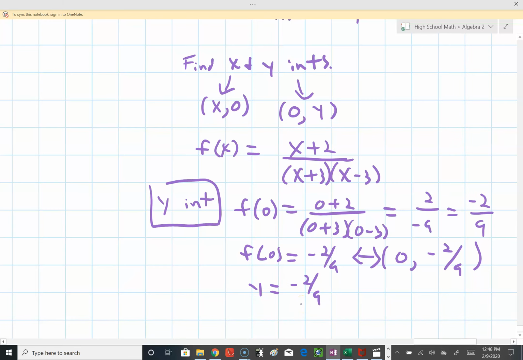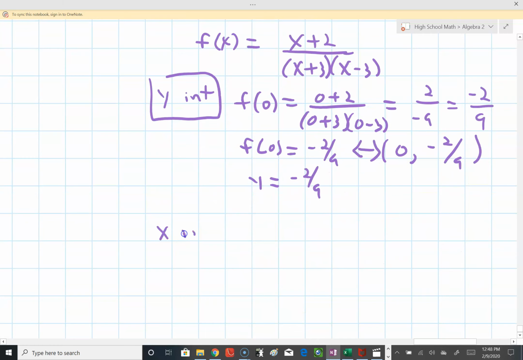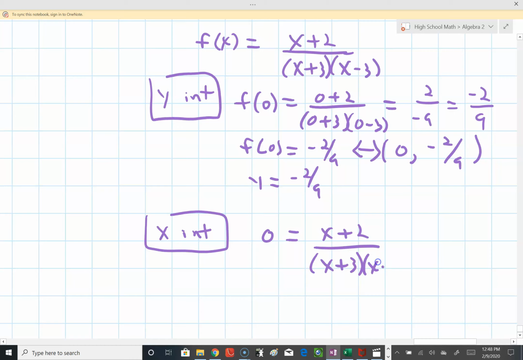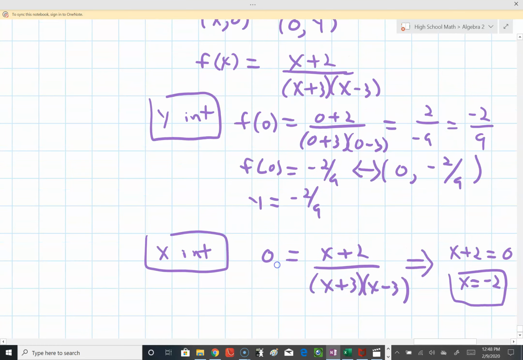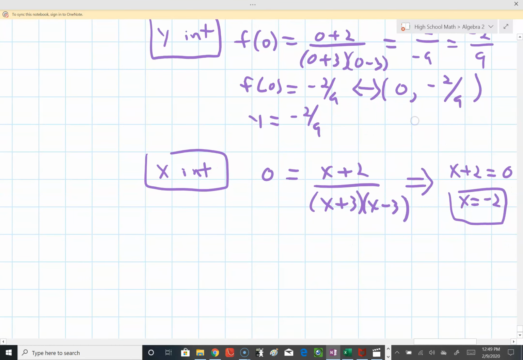That's the y-intercept. For the x-intercept, we're going to substitute 0 in place of y. Now we're letting this right-hand side, that whole object, equal to 0 over x plus 3, x minus 3. Well, if a fraction is equal to 0, we mean that the top is equal to 0. So I can simply set x plus 2 equals 0. And clearly that's going to be x is negative 2. All right, that is our x-intercept, x equal negative 2. And we could use that to sketch the graph.